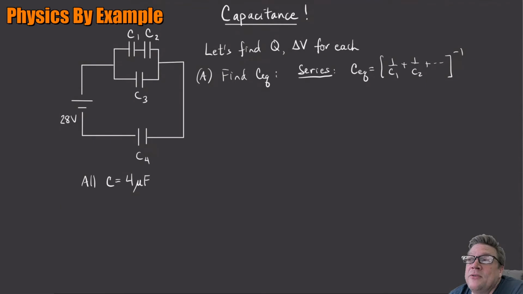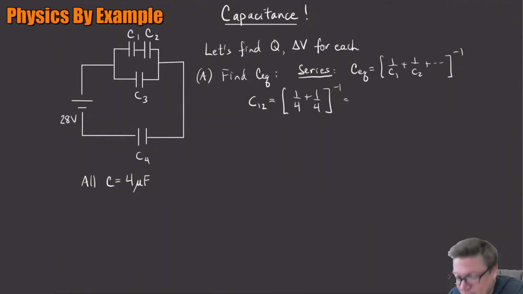So for example, the first thing we ought to do, notice that C1 and C2 are in series with each other. So let's boil that down to one capacitor. So the equivalent C12 capacitor is just going to be 1 over 4 plus 1 over 4, minus 1. What is it? A quarter and a quarter. That's going to be a half. And then you flip it, and that's going to be 2 microfarads. So we could replace C1 and C2 with just one 2 microfarad capacitor, and the circuit is going to behave exactly the same way.